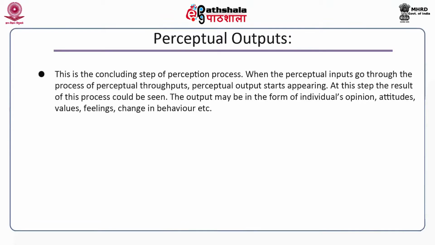Now, the main topic is perceptual outputs. This is the concluding step of the perception process. When the perceptual inputs go through the process of perceptual throughputs, perceptual outputs start appearing. At this step, the result of this process can be seen. The output may be in the form of individuals' opinions, attitudes, values, feelings, change in behavior, etc.